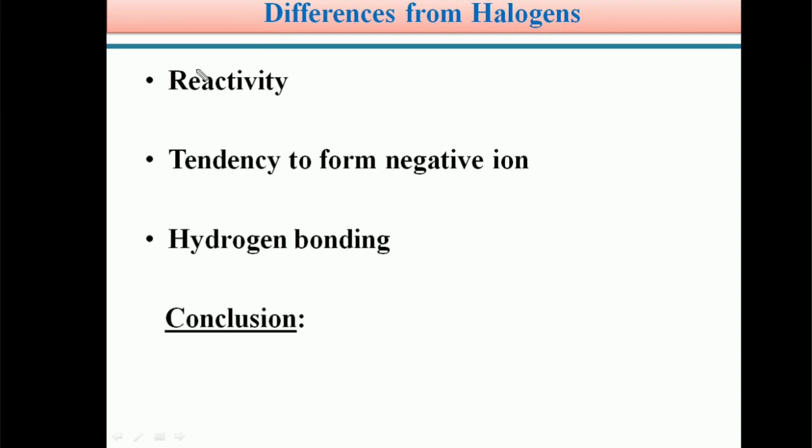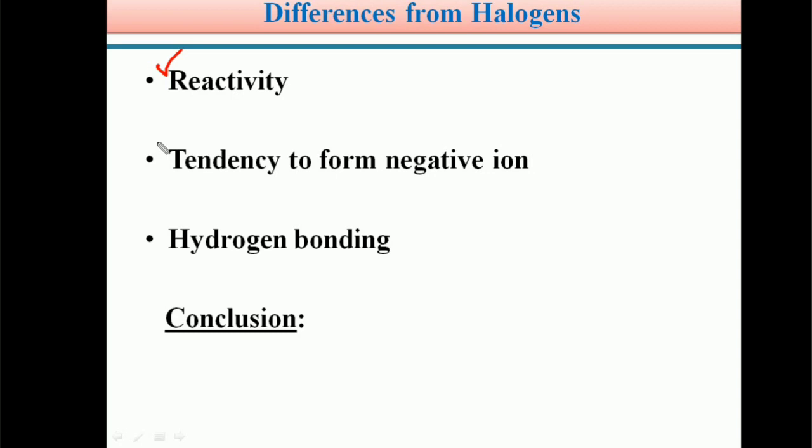We can see. First one is reactivity. Students, generally halogens are highly reactive at room temperature only. But hydrogen is not that reactive like halogens at room temperature. So this is the difference between hydrogen and halogens. Halogens are highly reactive at room temperature, but hydrogen is not that reactive like halogens at room temperature.